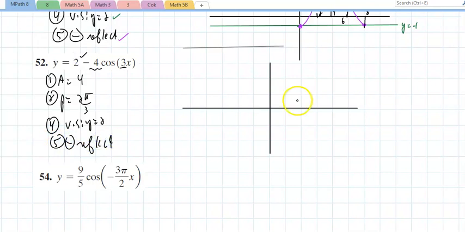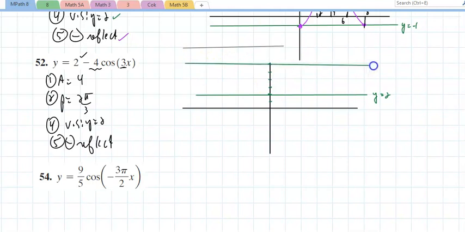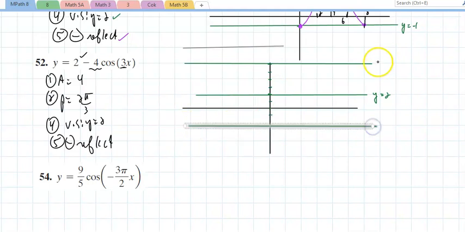If I would move 2 up, I'm going to move 1, 2, 3, 4 up. That makes it a 6. And 1, 2, 3, 4 down. That makes it a negative 2. And a cosine starts at the amplitude, but if it's reflected, it's going to run backwards.